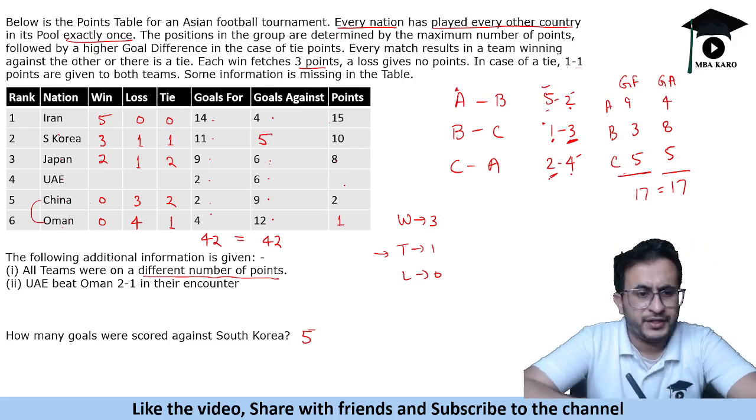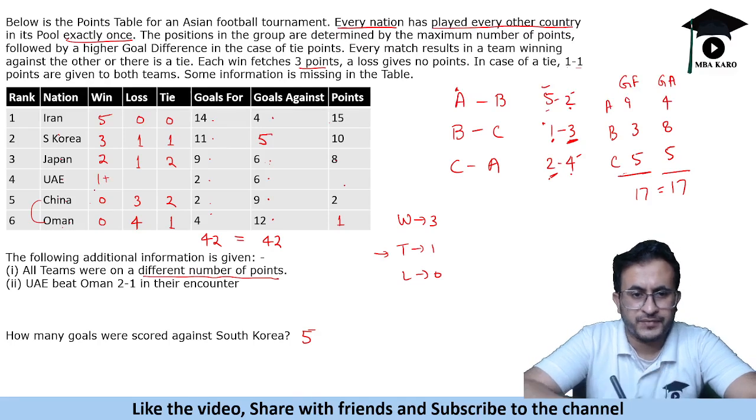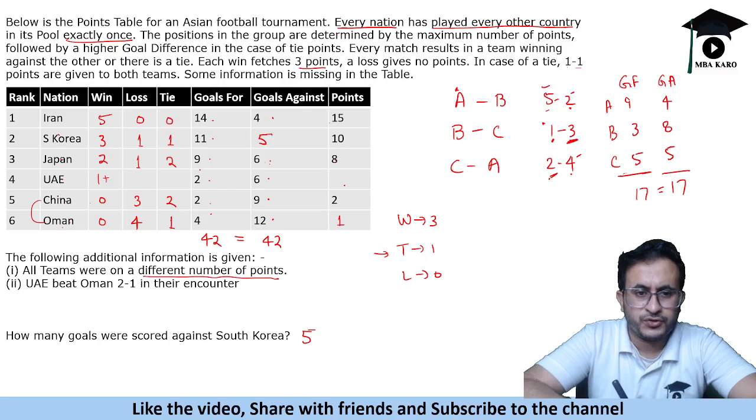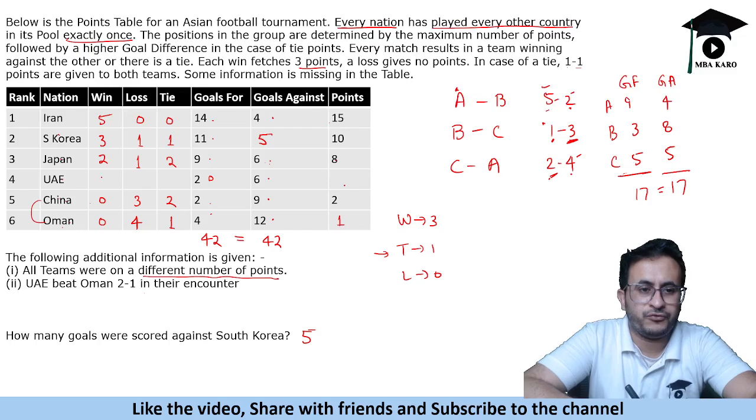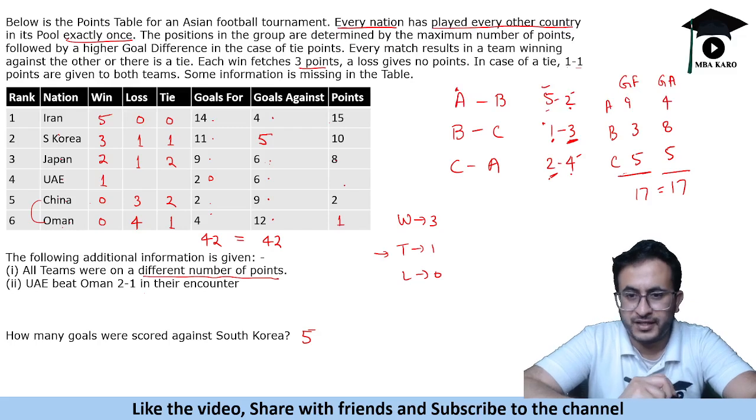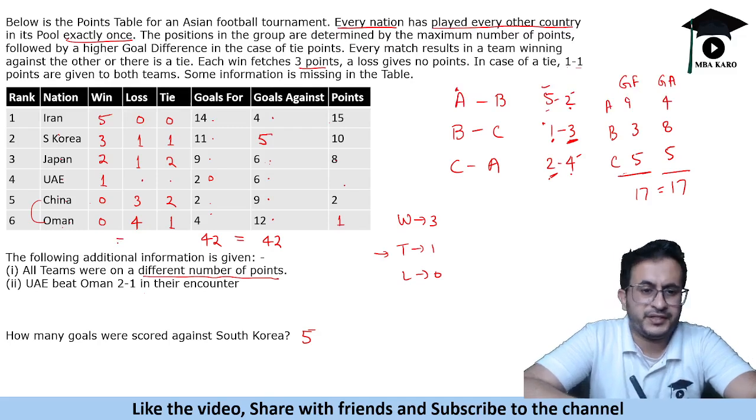Now coming to UAE, UAE beat Oman 2-1 in their encounter. So UAE has at least 1 win, definitely 1 win, and it could have more also. Now UAE beat Oman 2-1, so UAE scored 2 goals. That means it will not score any other goal in the entire tournament, because the 2 goals came in 1 match only. So it cannot score any other goal, and if it cannot score any other goal, it cannot win any other match. So UAE will have only 1 win. Okay. Now, how to find the losses and ties? So see, total wins is total losses.